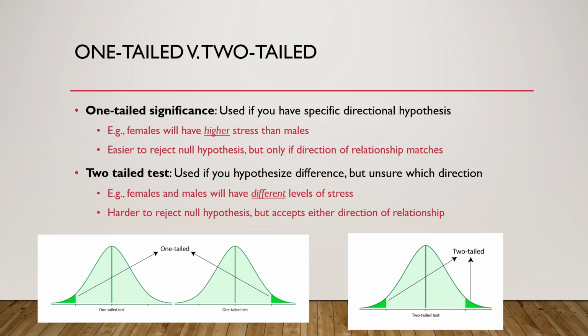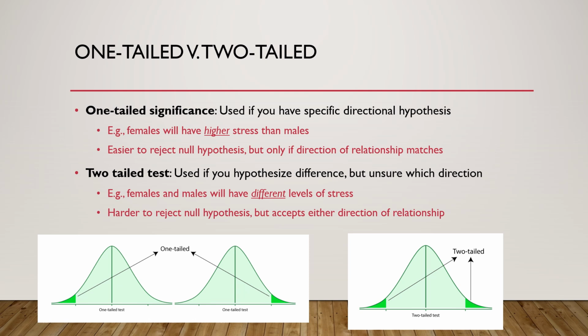So if I had a hypothesis that females will have higher stress than males, and then I ran an analysis and I found that actually males have a higher stress level than females, so the opposite, I would have to fail to reject my null hypothesis. I would fail to find support for my hypothesis because my hypothesis was in the exact wrong way. I had the exact opposite hypothesis to what the data actually said. So you got to be careful there.